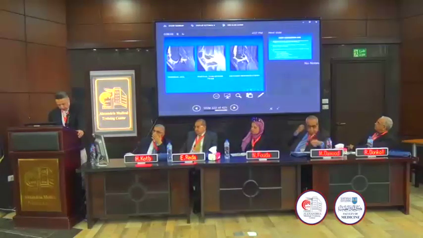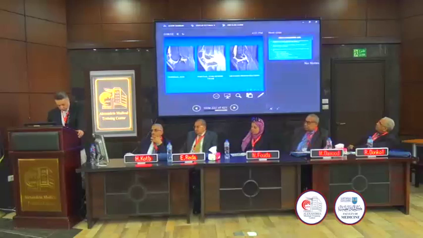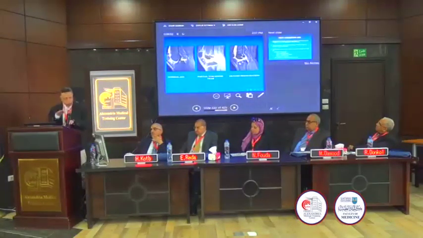In this image, this is the normal ACL. This is a partially torn ACL. This is intact fibers, and this is abnormal torn fibers of the ACL. And this is the mucoid material in between the intact ACL fibers. This is mucoid degeneration.